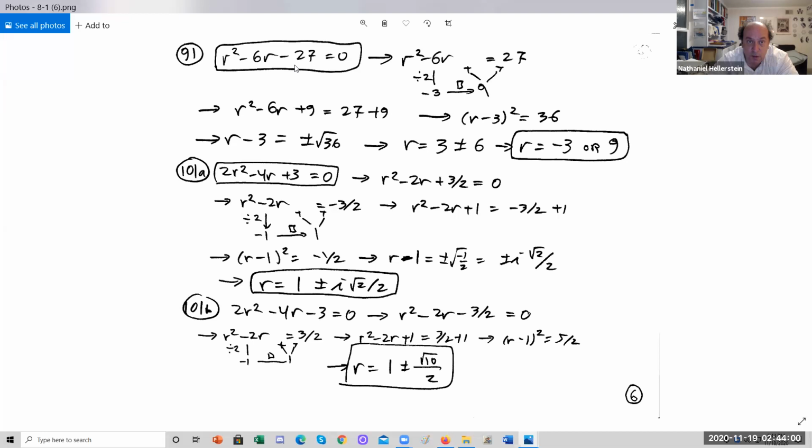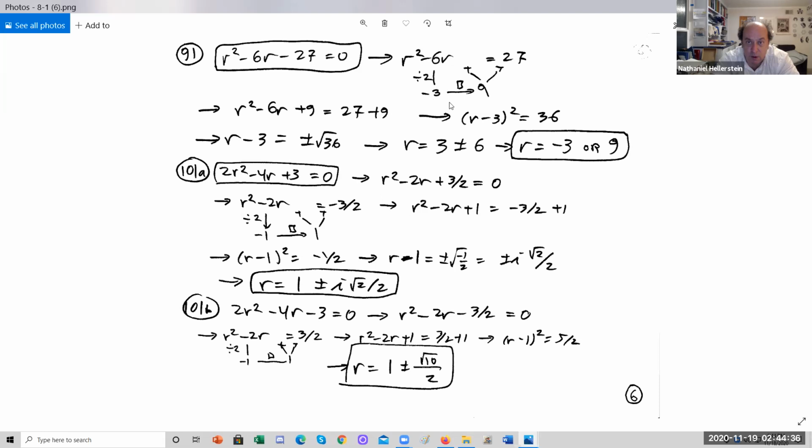r squared minus 6r minus 27 equals 0. Now, looking ahead, we can see this is actually solvable by factoring, but let's do it this way. First, we transpose the 27, so r squared minus 6r equals 27. Now, this negative 6 we divide by 2 and get negative 3. Square that, you get 9 and add to both sides. r squared minus 6r plus 9 equals 27 plus 9. This on the left, r squared minus 6r plus 9 is the square of r minus 3.